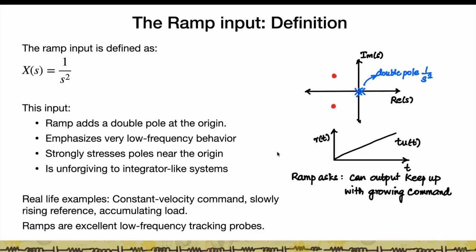A very dangerous student misconception is, ramp is just a slow step. It isn't. A slow step still asks for a constant final value. Ramp asks for an output that grows linearly with time. That's a different kind of demand and it stresses the low frequency structure far more.